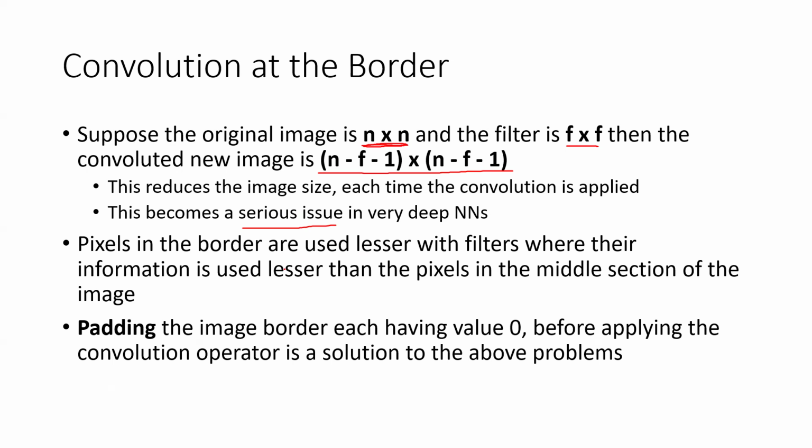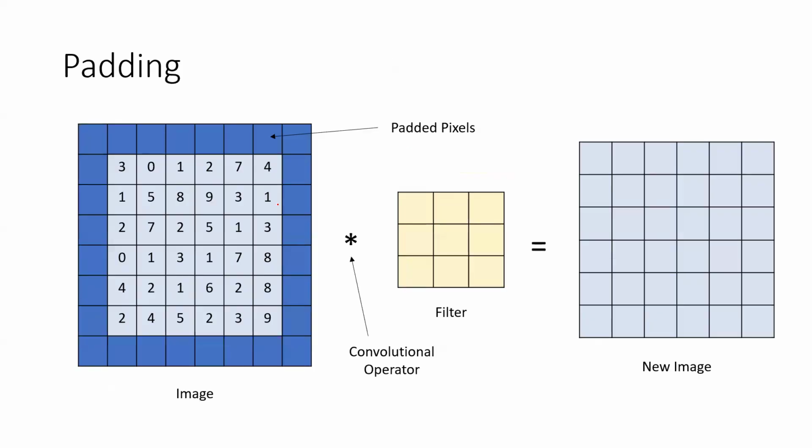So this is what we are doing. In the earlier image, if the original image is of dimensions 6 by 6, then the edge image would have dimensions of 4 by 4. But instead of letting the size get reduced, you can add another set of pixels around the original image, known as the padding pixels, before applying the convolutional operator.